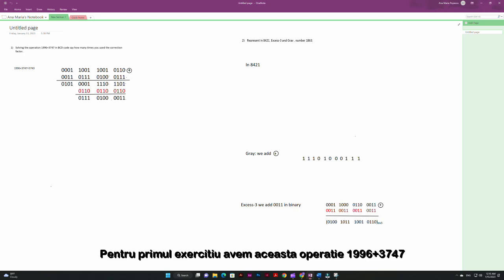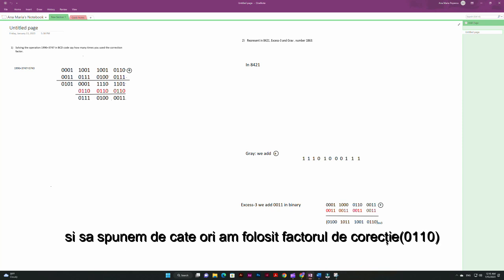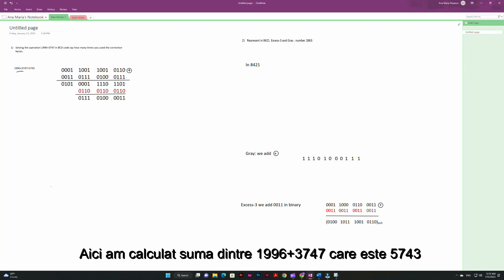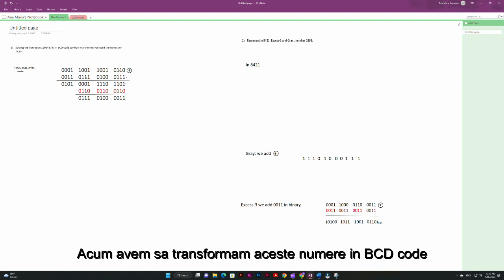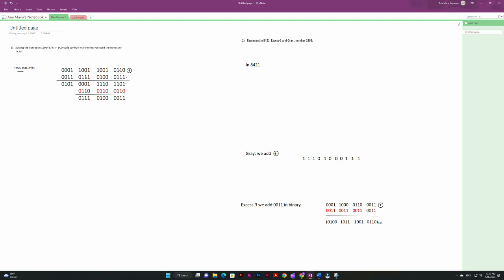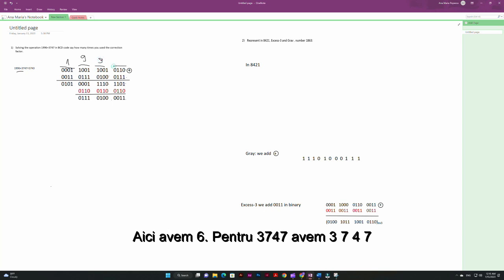So for the first exercise, we have this operation 1996 plus 3747, and we have to transform it in BCD code and say how many times we use the correction factor. Here we computed the sum between 1996 plus 3747, which is 5743. And now we have to transform these numbers in BCD code. For 1996, for 1, we have 0001. For 9, we have 1001. For 9, we have 1001 again. And here we have 6.